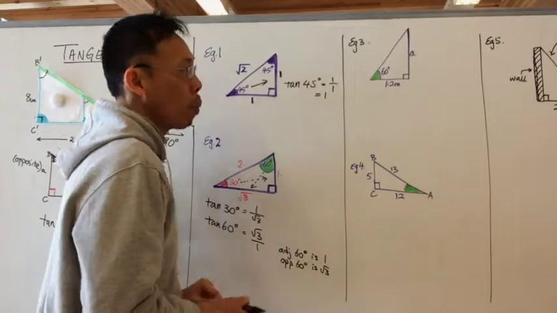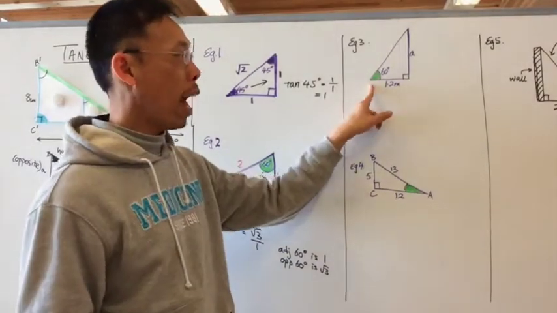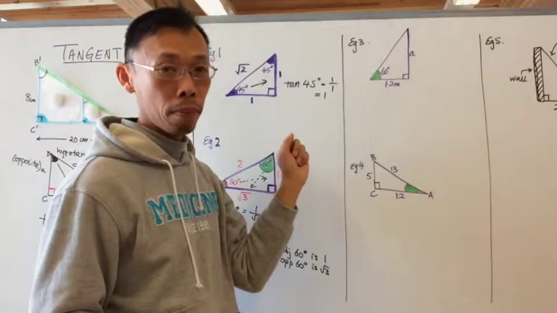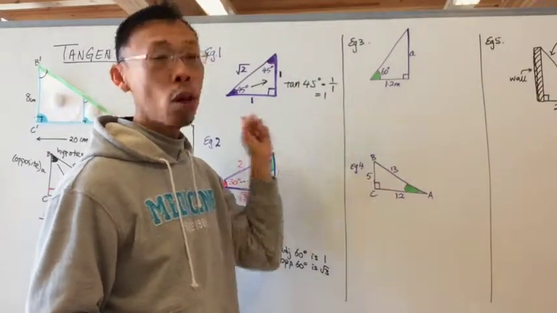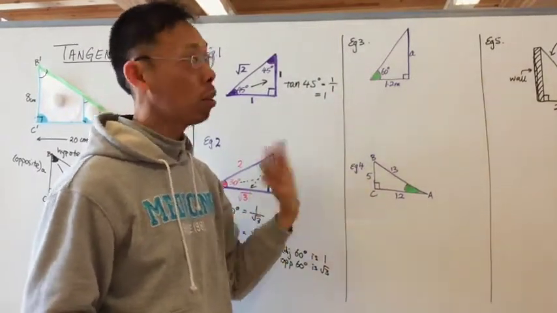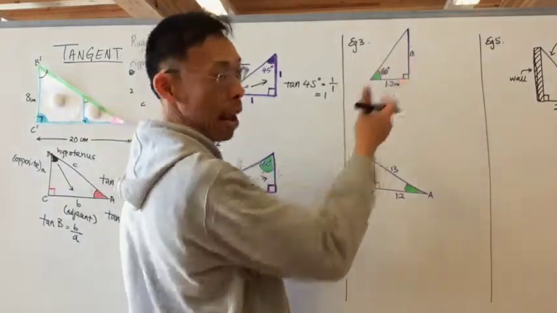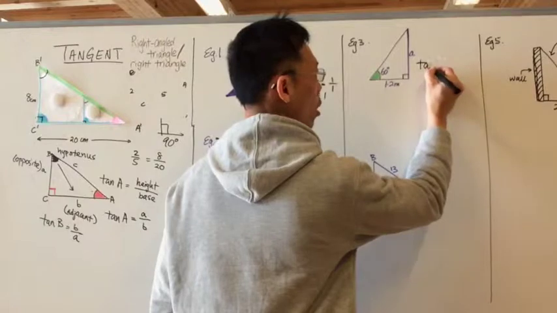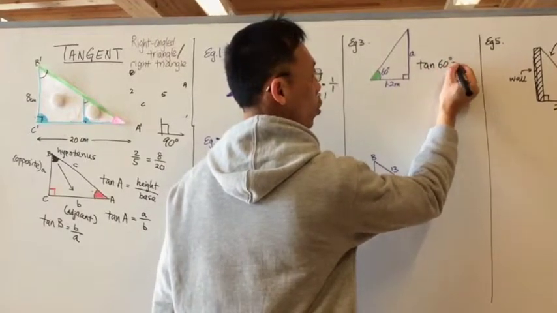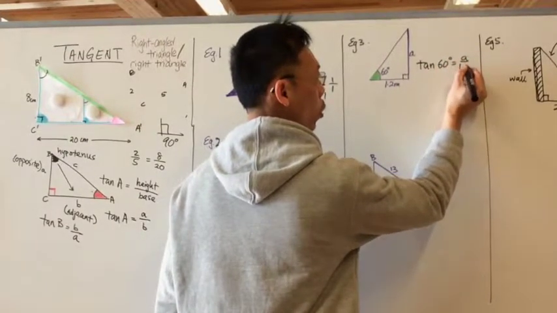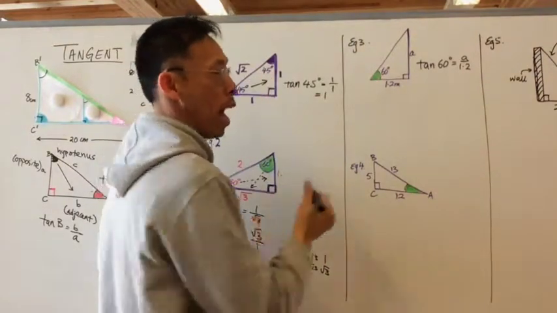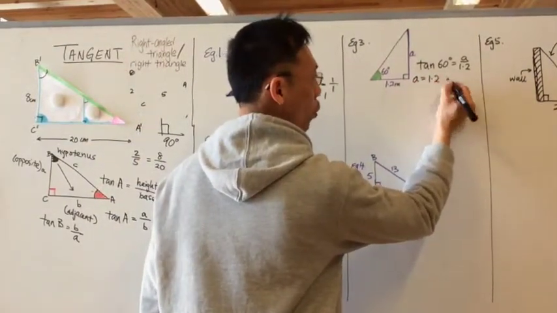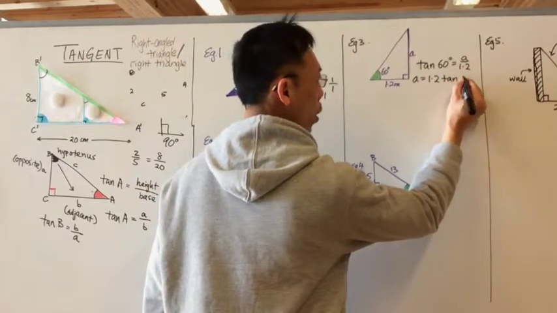So here, because we have an angle and we have the height and the base, how are they linked together? Alright, very good. We link them together using tangent, because tangent links the height and the base together. So we will write that tangent 60 degree is equal to A over 1.2. And A becomes, rearranging this formula, 1.2 times tangent 60 degree.